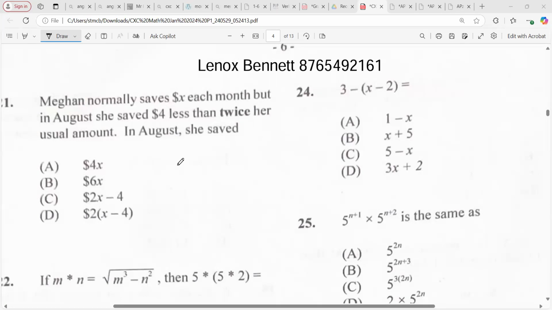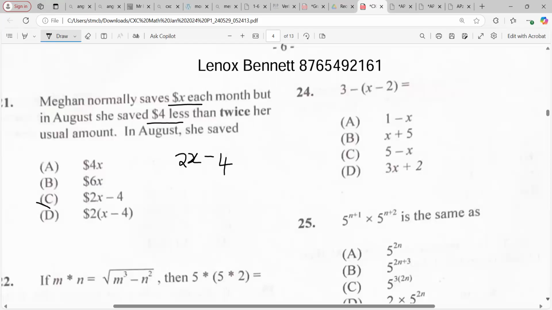It says Megan normally saves X dollars each month, but in August she saves $4 less than twice her usual amount. In August she saved, so if they are saying that she saves $4 less, that means let's just say X minus 4 would represent the $4 less, right? And the twice would mean 2X. So that would be C.